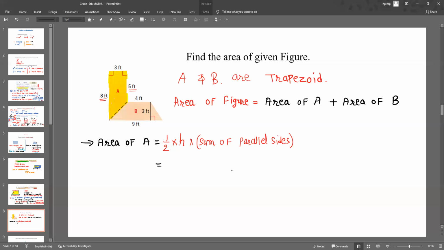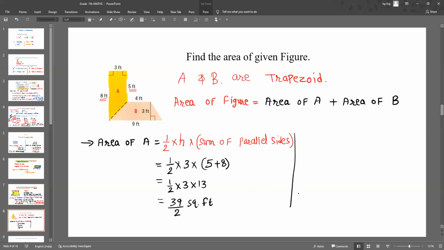Okay, yes. So here we can write 1 by 2, height that is 3, sum of parallel sides that is 8 plus 5, or 5 plus 8, that is the same. So we get 1 by 2 into 3, and if we add 5 plus 8, that is 13. If we simplify, we get 39 by 2 square feet. That is the area of trapezoid A. Understand? Any doubt in this one?